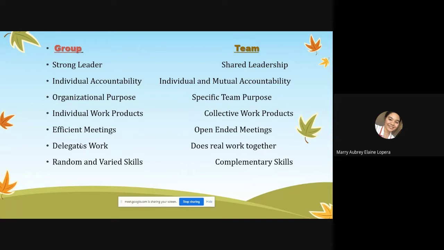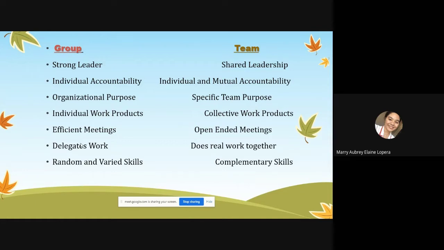In a group, the organizational purpose is to motivate or guide the organization to pursue a goal. While in a team, we have a specific team purpose; it's formed to solve a very well-defined and short-term project. We also have the remaining traits in a group: individual work products, efficient meetings, delegated work, and random and varied skills. While in a team, we have collective work products, open-ended meetings, real work done together, and complementary skills.